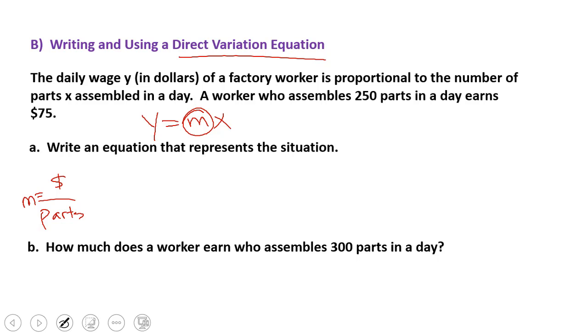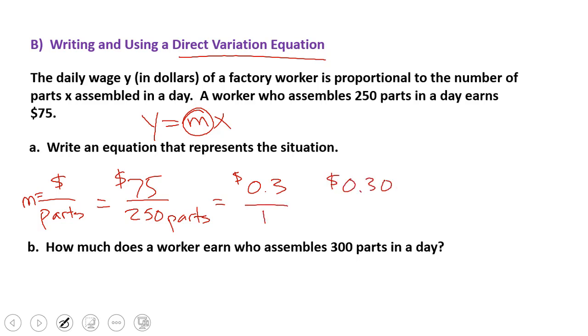Well, the numbers we have: 250 parts and we have $75, right? So we want to simplify that. And if we simplify by dividing 75 by 250, you get $0.3 over 1, which as dollars, that's 30 cents. 0.30 over 1 part. So every part you make is 30 cents.